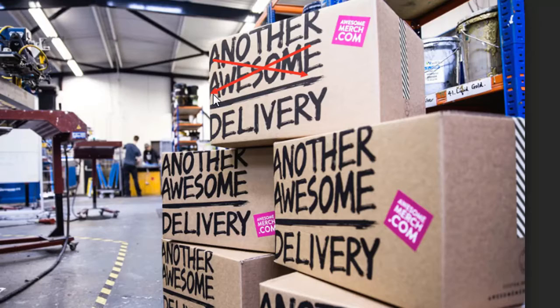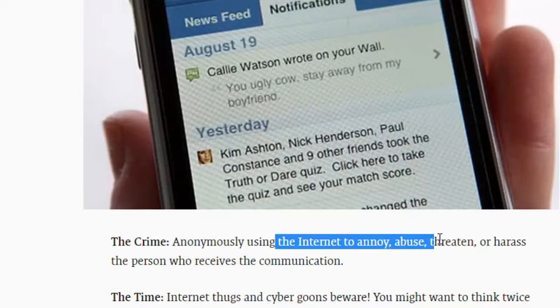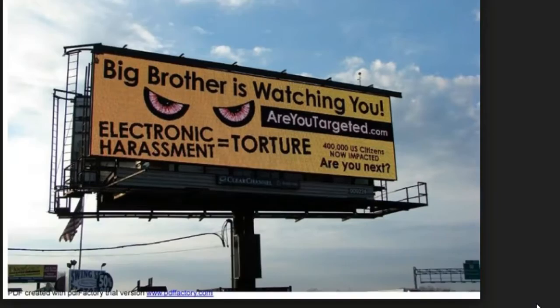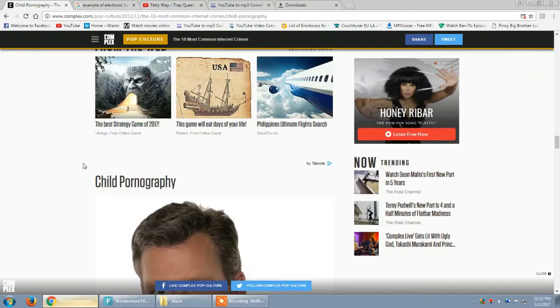The next one, electronic harassment. It is the act of anonymously using the internet to harass, abuse, threaten, or annoy other people. This is also an act of cyberbullying. However, because the culprit is anonymous, it is hard to detect who is bullying you.